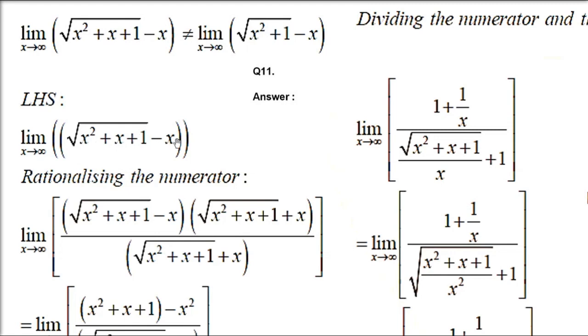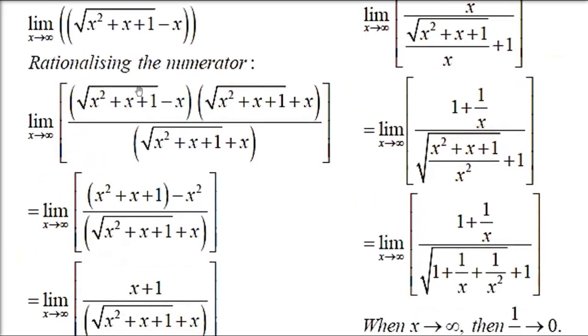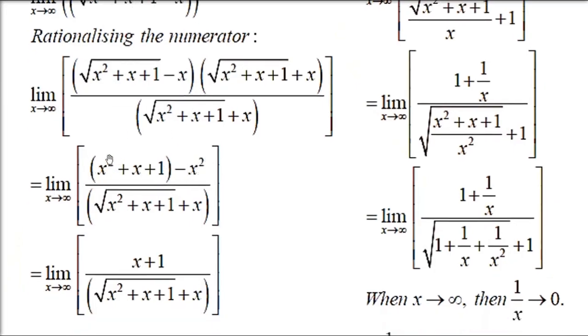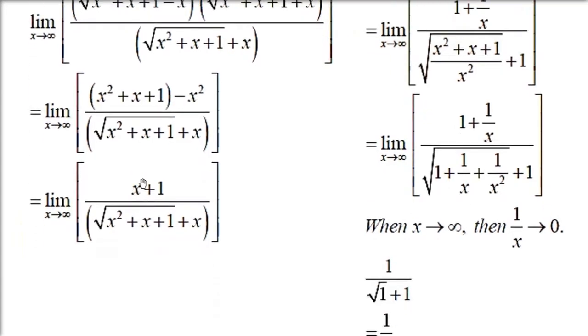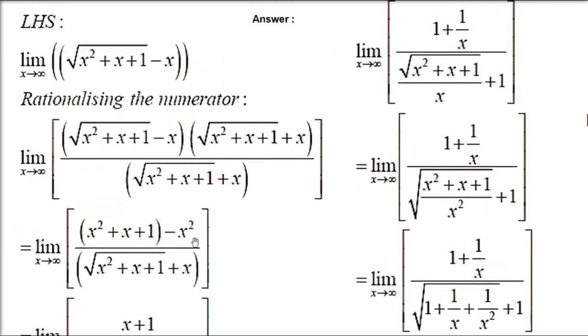So you have under root x. You already know this. We have to use the rationalization factor, because if you put x as infinity, it will be infinity. So multiply by the rationalization factor, and a square minus b square will come. That is, under root x square plus x plus 1, squared, that is x square plus x plus 1, minus x square. The x square minus x square gets cancelled. You have x plus 1 remaining, and in the denominator you have under root x square plus x plus 1 plus x.